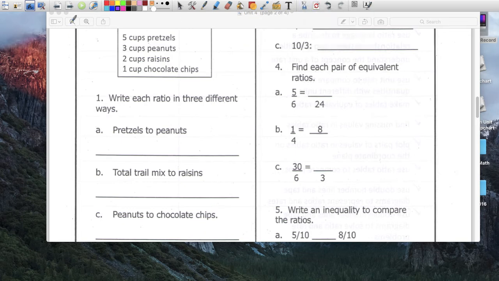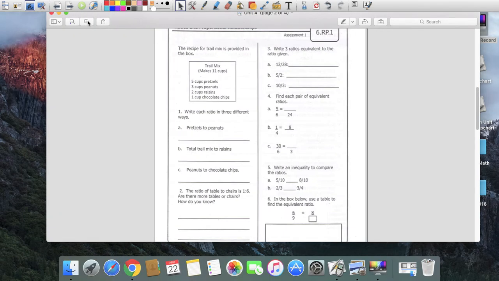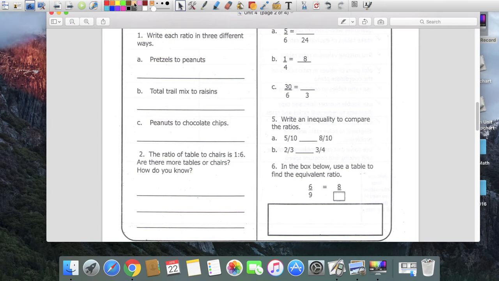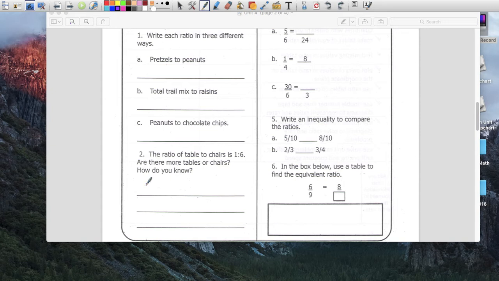Wait, let me see if I can make this page a little smaller. Not too small. All right, and then number 2, the ratio of tables to chairs is 1 to 6. Are there more tables or more chairs? Well, it says there is 1 table to 6 chairs. So we're comparing the number of tables to chairs. The table refers to the number 1 and the chairs refer to the number 6, and that's how I know there are more chairs.